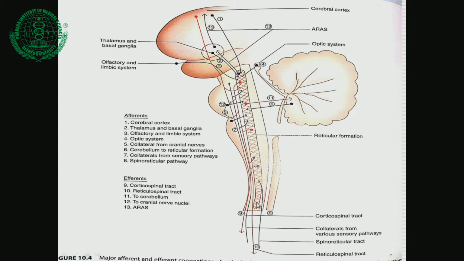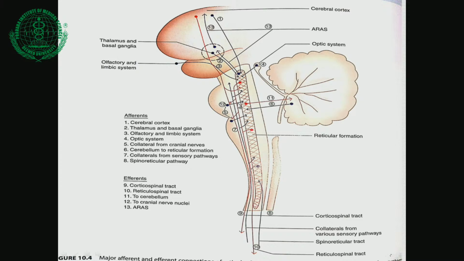Number 7, collateral from the ascending pathway. Number 8, again afferent, the spino-reticular pathway. And efferents are the red colored ones. The red colored ones are the efferents, going out from the reticular formation. Number 9, the corticospinal tract. Number 10, the reticulospinal tract. Number 11, to the cerebellum. Number 12, to the cranial nerve nuclei.